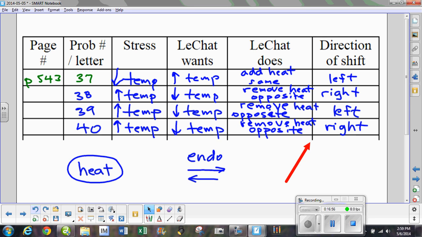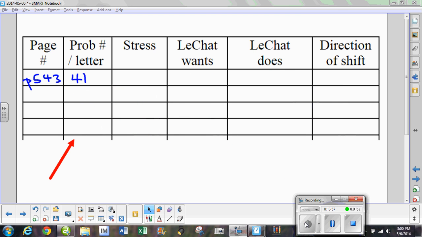Okay? All right, we're working on page 41. Our first thing is going to be to decide if we have an exo or an endo, or whether we have heat on the left or right. Okay, so what do we have in this particular problem? What? Endothermic. Now, why do you think this is endo?